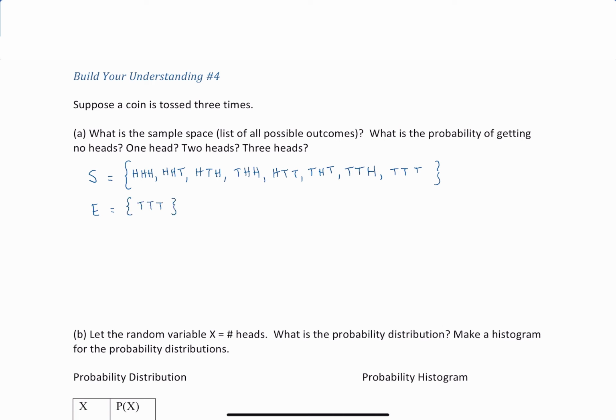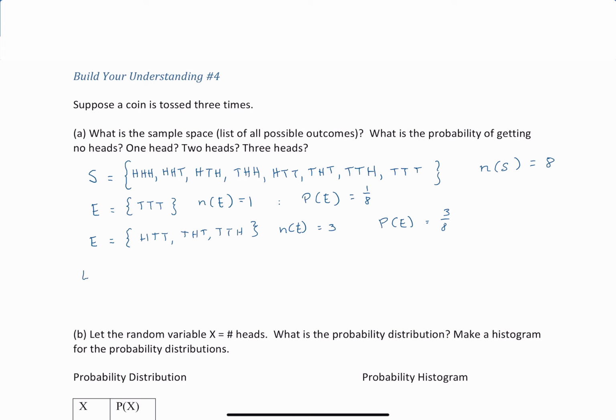Now there are 8 outcomes in the sample space. The number of outcomes in this event, of course, is 1. So the probability of this event is 1/8. Next, we're interested in the event 1 head. That contains outcomes heads, tails, tails; tails, heads, tails; and tails, tails, heads. So clearly the number of items now is 3, which means the probability of this event is 3/8.